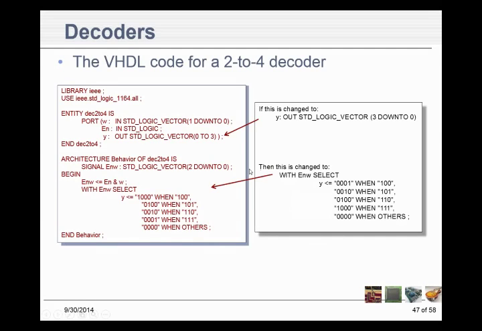If I had made Y 3 down to 0 instead of 0 to 3, we would have had it like this, and all of a sudden that seems to make a little bit more sense, right? Because then this is bit 0, this is bit 1, bit 2, bit 3.